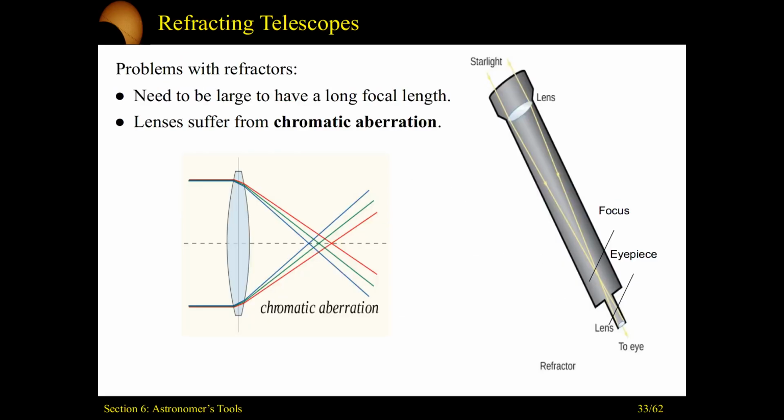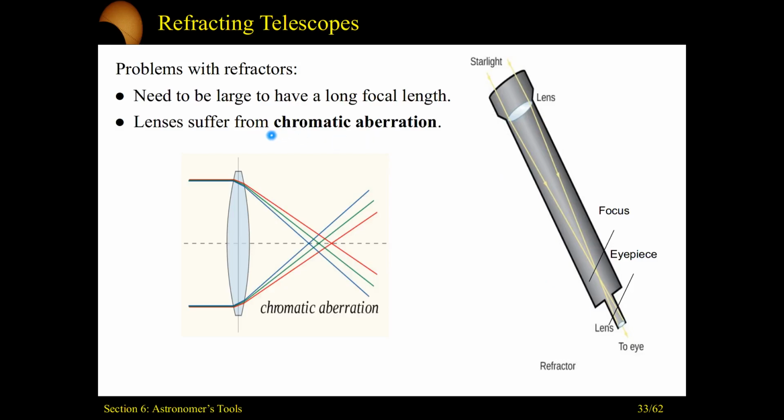Now, while refracting telescopes are probably the easiest to design and think of, all you need is a lens and an eyepiece, you're good to go, they're going to be problematic. For starters, you're going to need a long telescope. Right? You need longer to do better. And there is a limit.